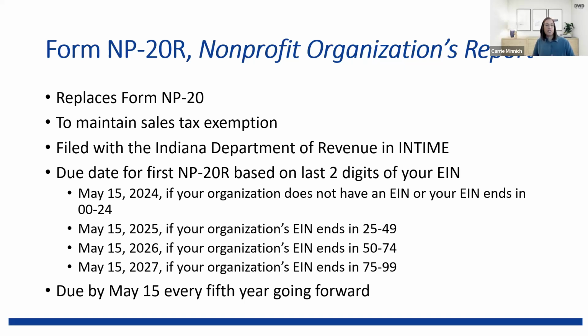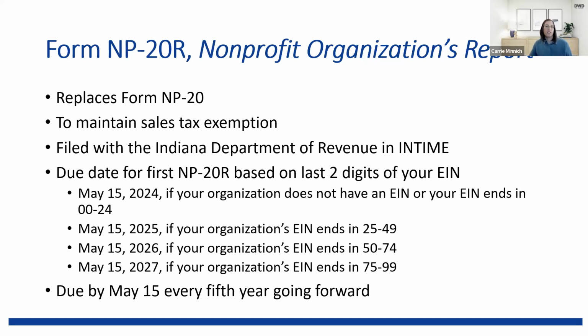The first NP-20R is due based on the last two digits of your EIN. So if you look at your organization's EIN, and your last two digits end in 00 to 24, your first NP-20R is due May 15th, 2024. And if your EIN ends in 25 to 49, you do not have an NP-20R due until May 15th, 2025, and so on, so forth.